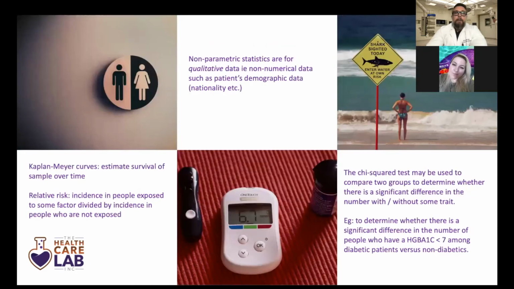So next up, let's talk about non-parametric statistics. Non-parametric statistics are typically for qualitative data, like non-numeric data, like patients' demographic data, like their nationality. Non-parametric means data that typically aren't normally distributed, and it's often qualitative data. There's not really a normal distribution for male versus female. There's just male, female. Red, yellow, green, typically not a normal distribution. So it's non-parametric statistics, often for qualitative data, and that's important.